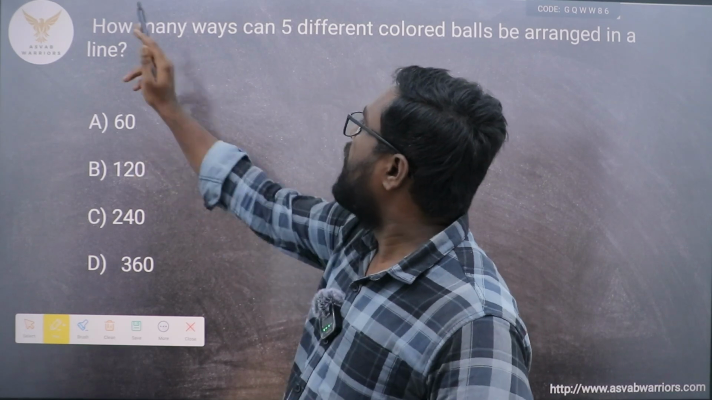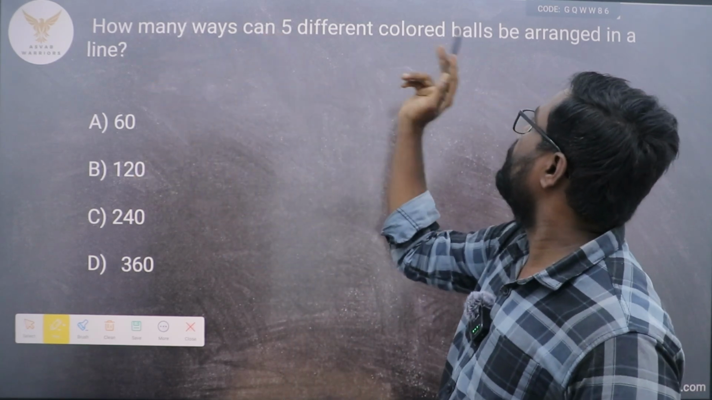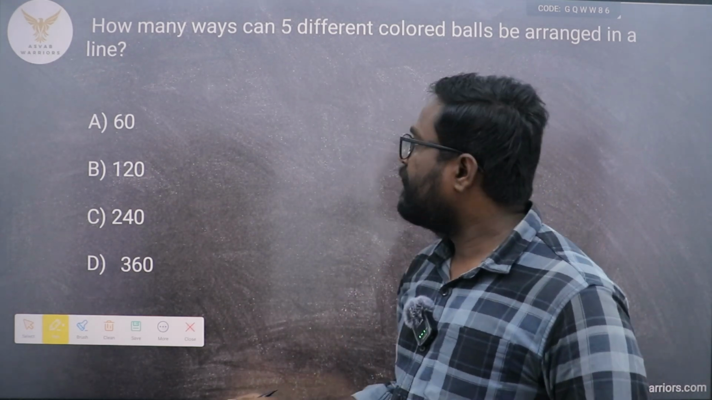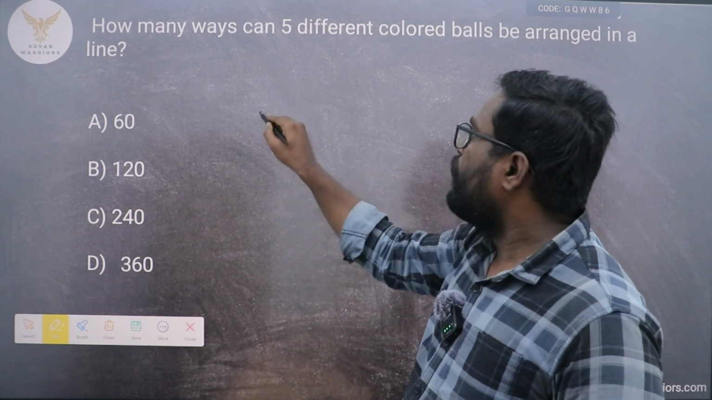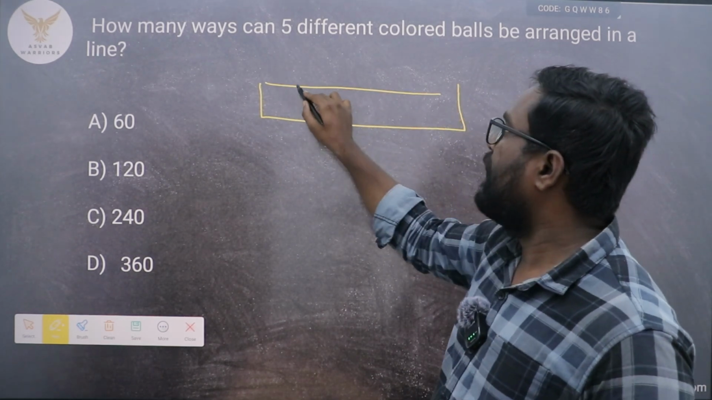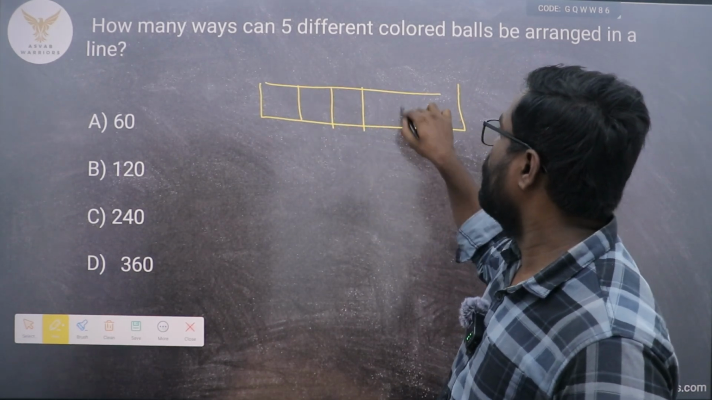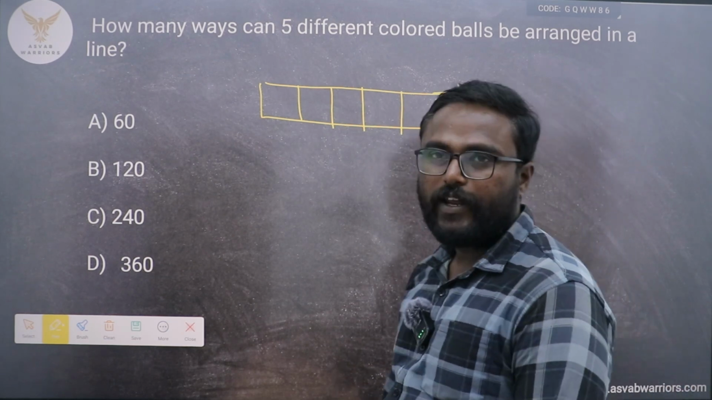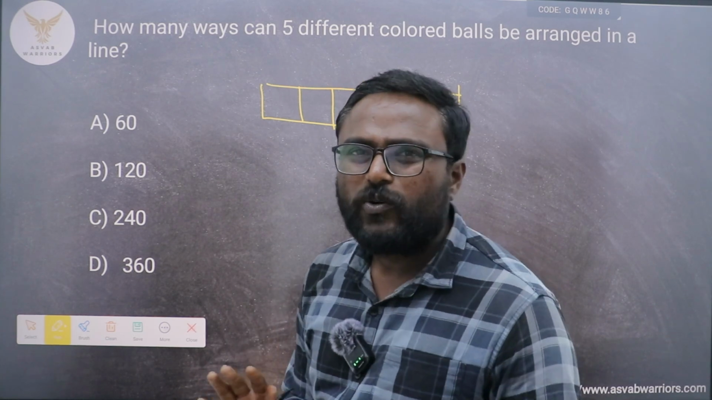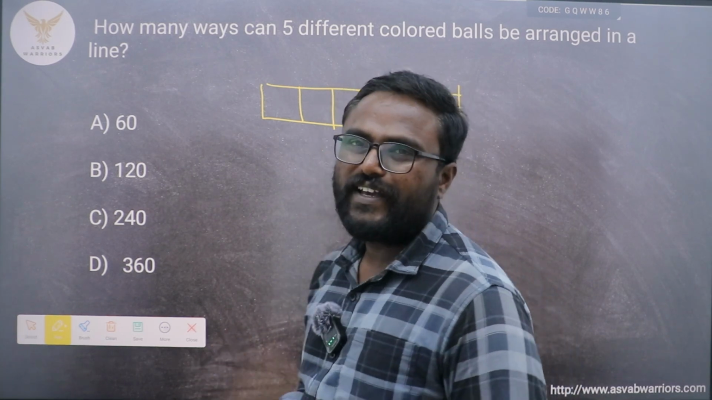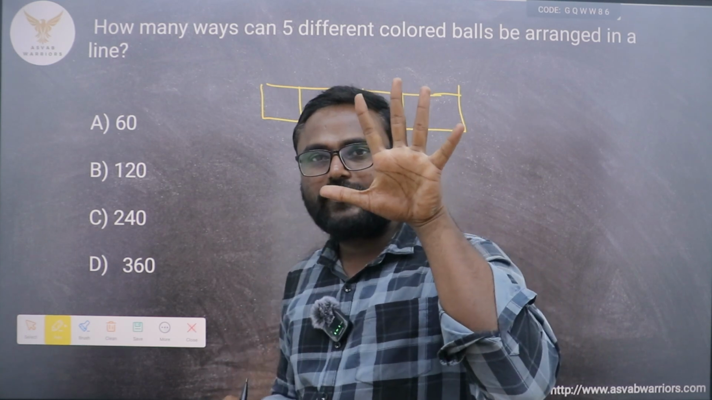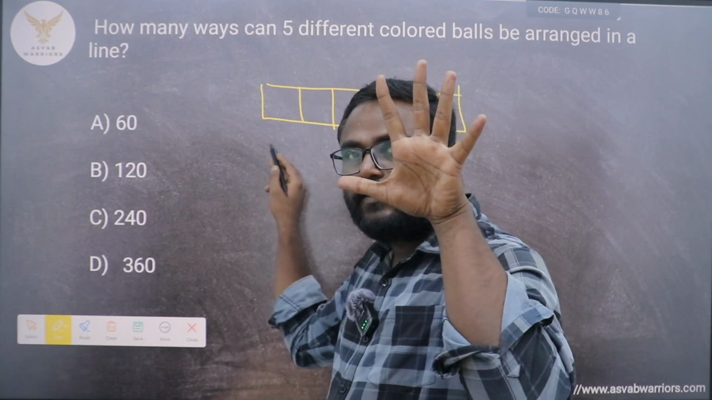So the question says, how many ways can 5 different colored balls be arranged in a line? Okay, so let us consider there are 5 different color balls and you need to arrange them into this line: 1, 2, 3, 4 and 5. Now whenever you get some questions like this, remember you are going to use factorials. So the first case, any random color. Now let's say if this were 5 colors.